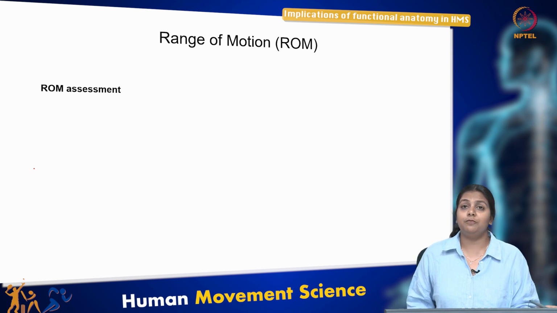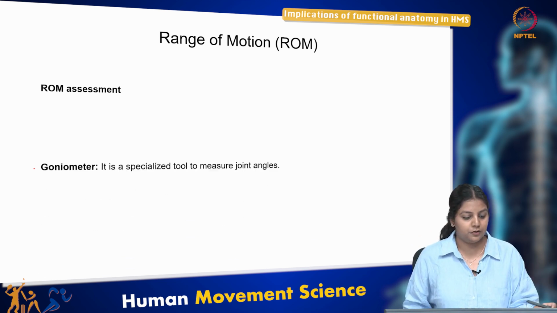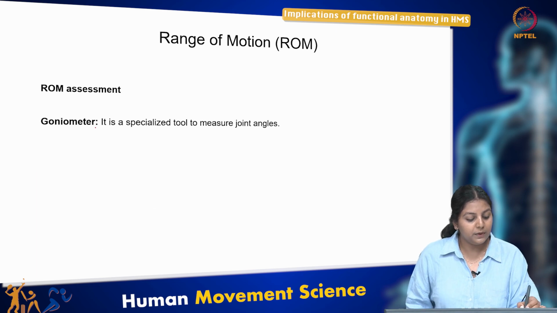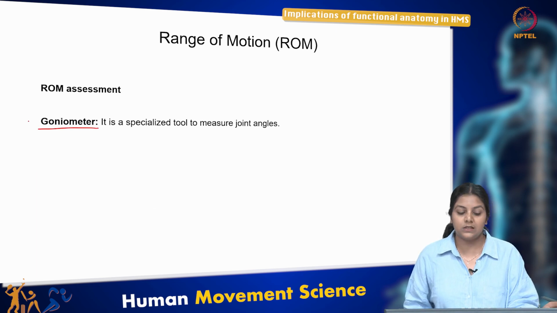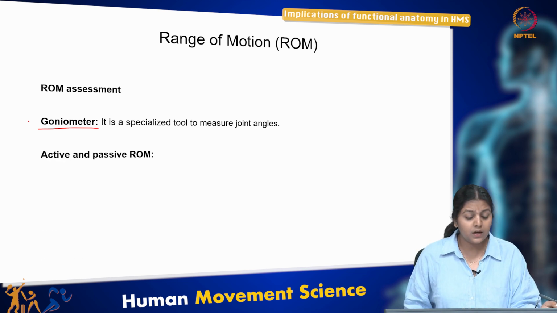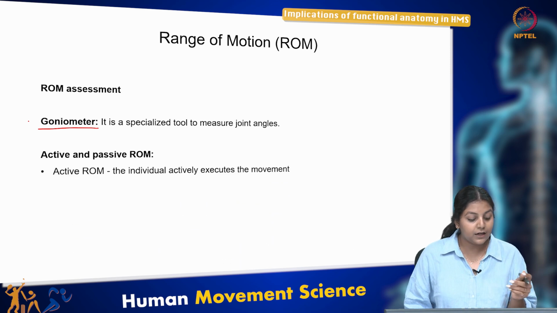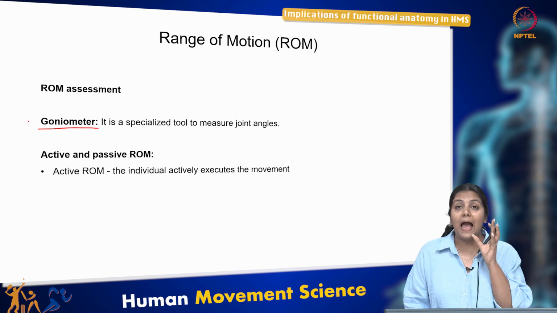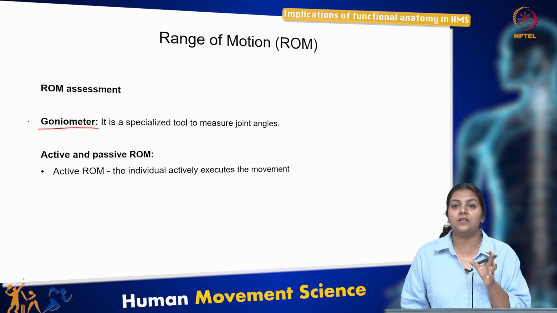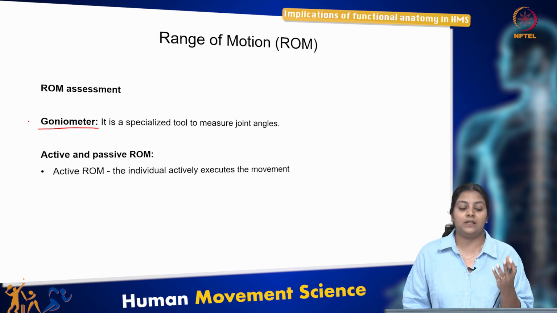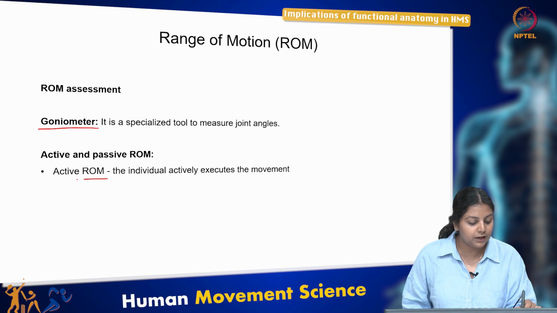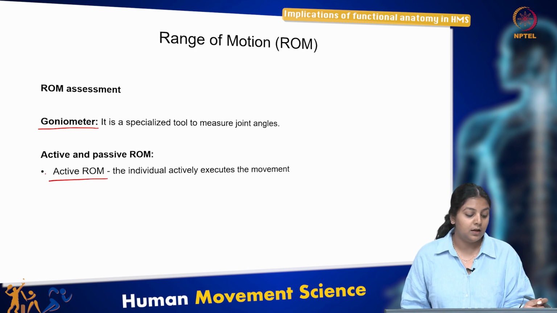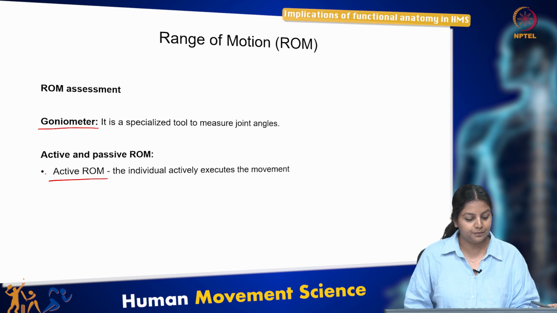So what are some of the range of motion assessments? How do we assess range of motion? So a goniometer is a specialized tool or a scale that helps us measure the joint angles. Another way of measuring range of motion is through active and passive range of motion. So let's look at the active one. Active range of motion, the individual actively executes the movement. So for example, if you touch your toes or if you flex your arm, you are actively performing the movement. So that is looking at your active range of motion.